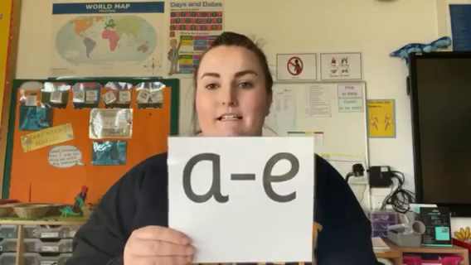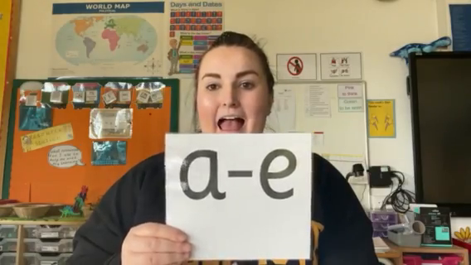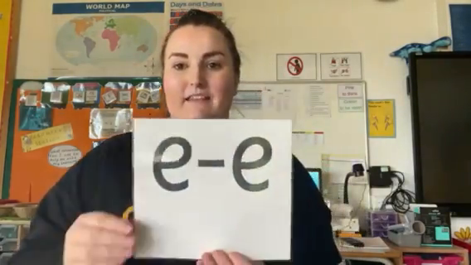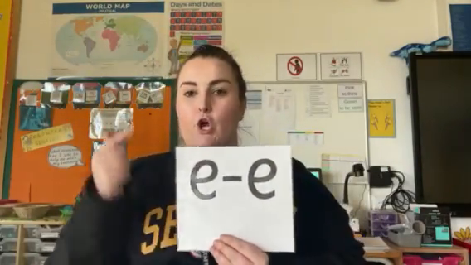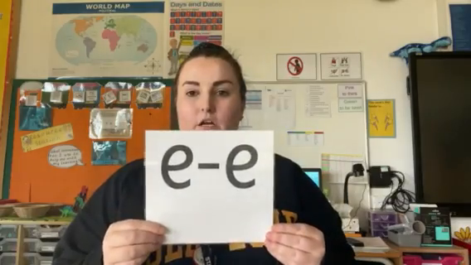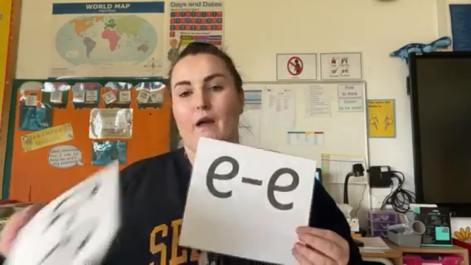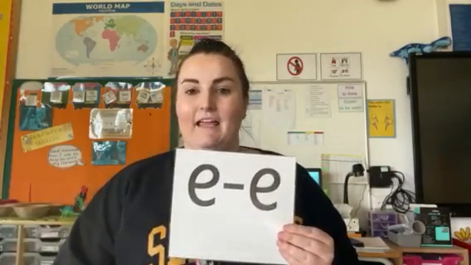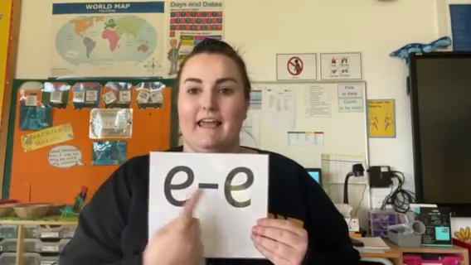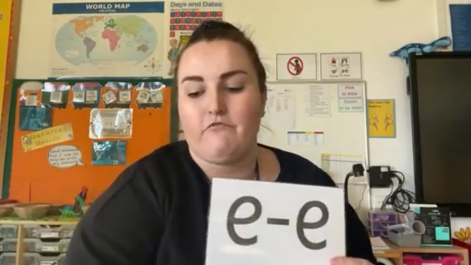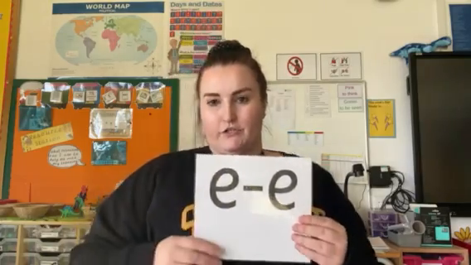We did this one yesterday. It's our split digraph A. And today we're doing the split digraph E. So I have got some words for you to read. But first, we are going to be using this split digraph E exactly the way we did with our A yesterday. They are good friends, but they need a sound in the middle to make E. So we're going to have a go at writing down some words.